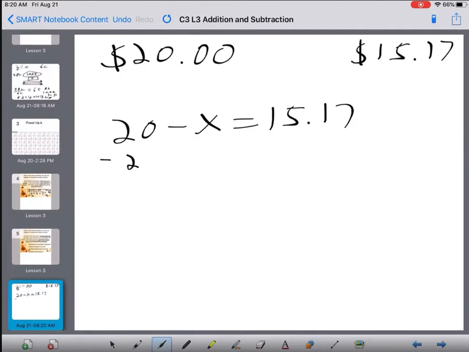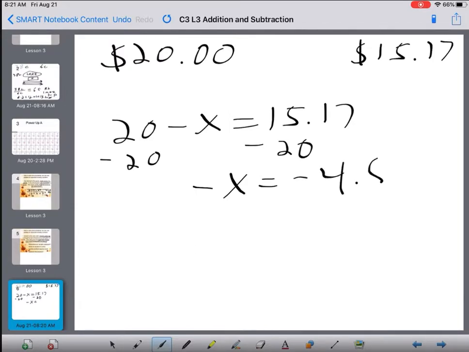So we're going to take 20 away from both sides. We get negative x, that is going to be equal to, let's see what 15.17 minus 20 is. We know in our heads that since we're taking away more than what we have, it's going to be negative. I'm going to make an estimate. It looks like it's going to be negative 4.83, but let's do it just to make sure. 15.17 minus 20. Yeah, negative 4.83.